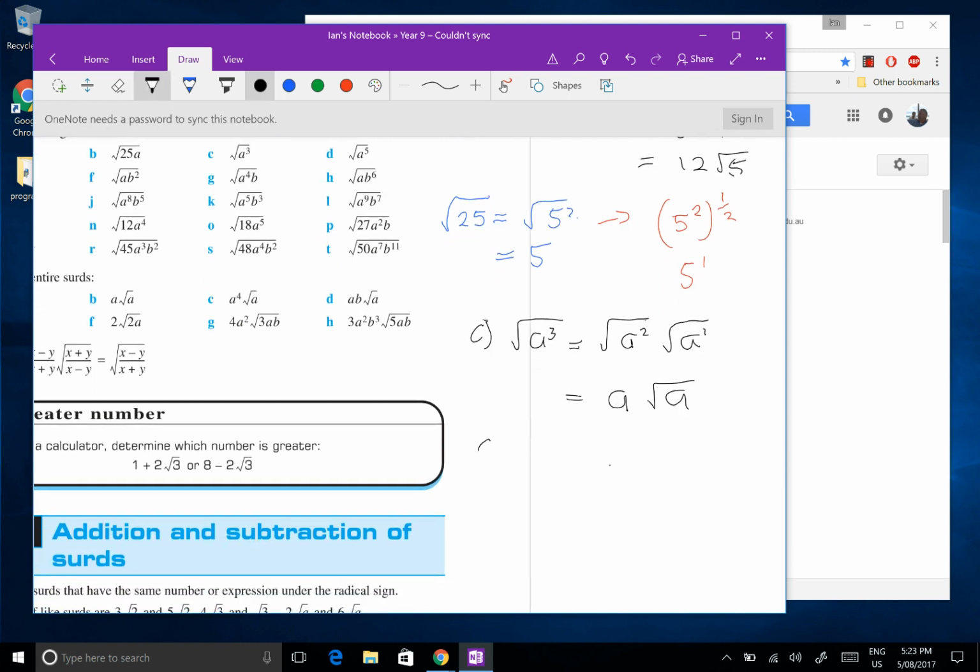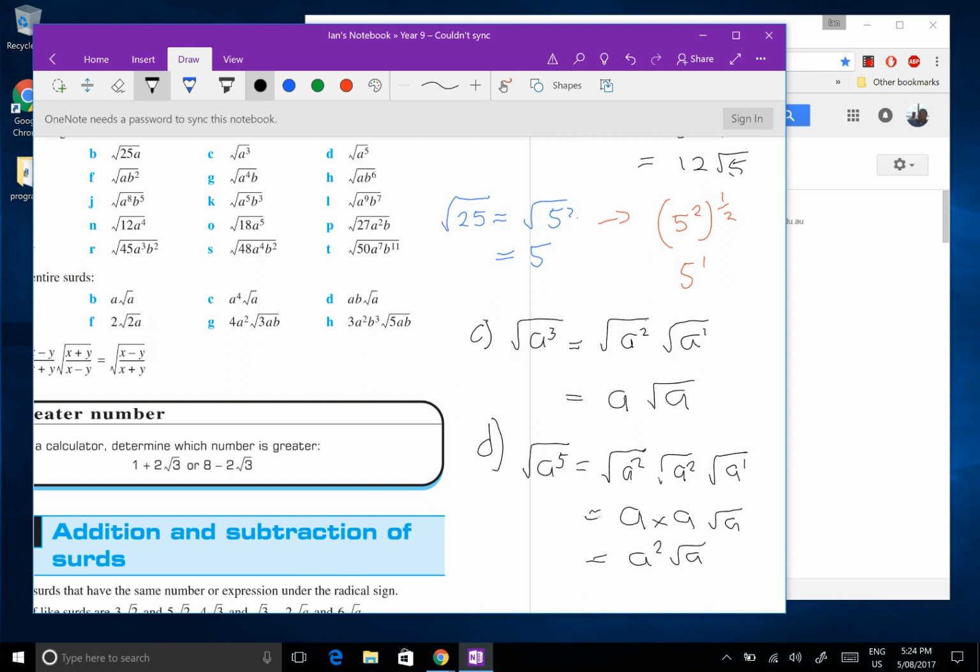Let's have a look at D. Root a to the 5. Well, that's the same as root a squared times root a squared times root a. Note I'm taking out powers of 2 because I know that the square root of a squared number is just the number itself. A times a times root a, which will give me a squared root a.